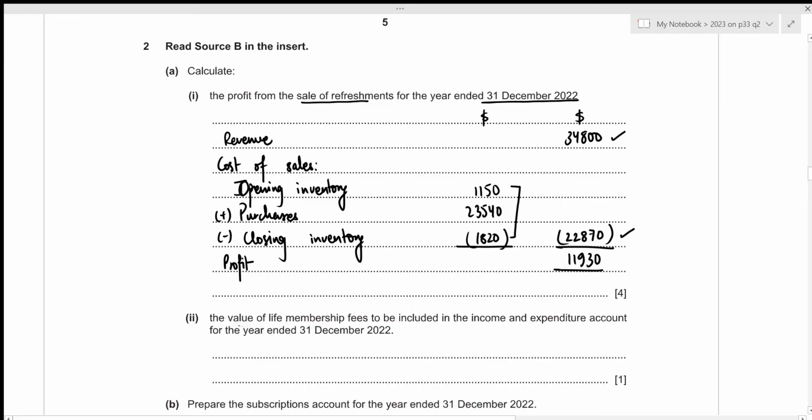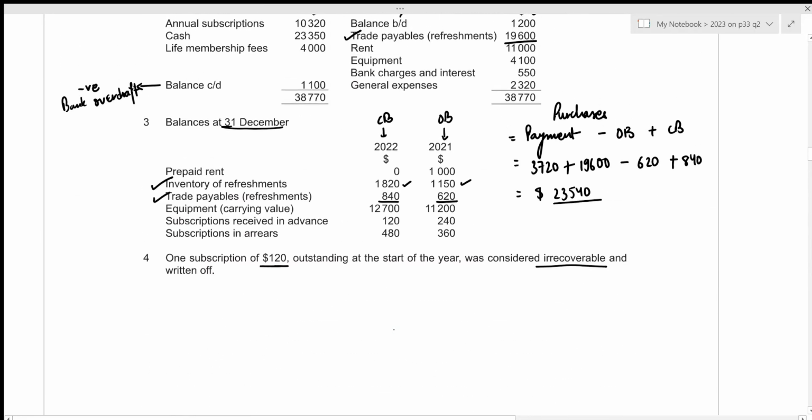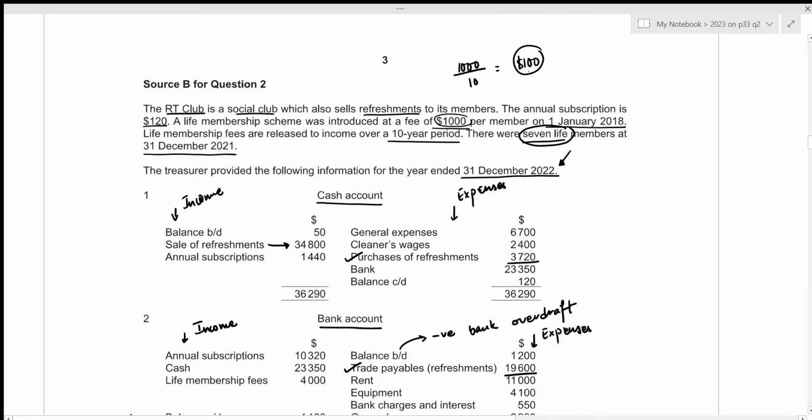Now we need to calculate the value of life membership fees to be included in the income and expenditure account for the year ended 31st December 2022. Okay, remember that we have already calculated 100 is to be transferred for one life member each year to our income and expenditure account. And we already know at the opening date, we had 7 life members.